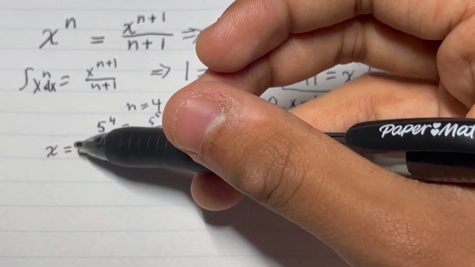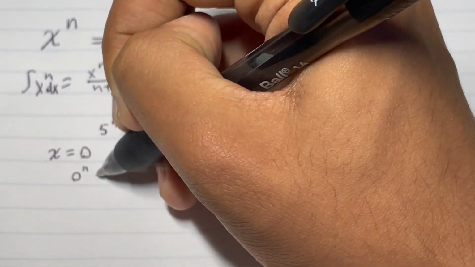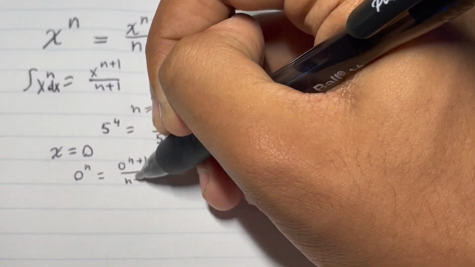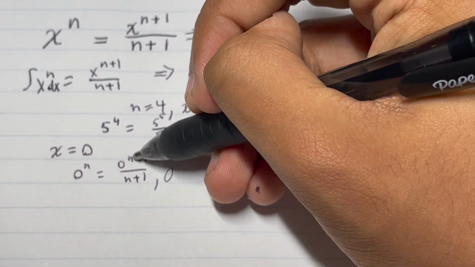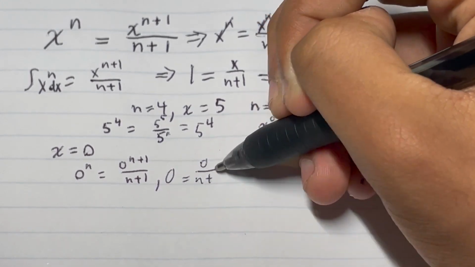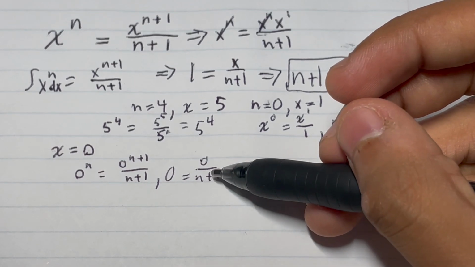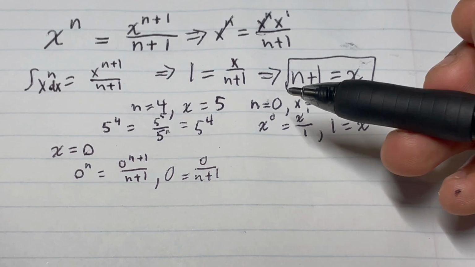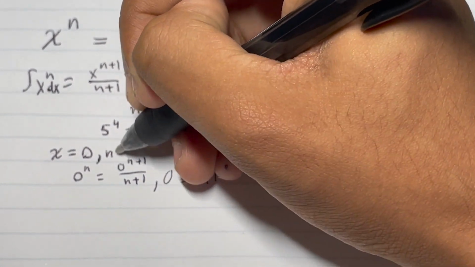Again, let's just plug in x equals 0 into our equation right here. We get 0 to the power of n equals 0 to the power of n plus 1 divided by n plus 1. 0 to the power of anything is 0, and 0 to the power of n plus 1 is also 0, so we get 0 equals 0 divided by n plus 1. So therefore, n, as long as it isn't negative 1, because then it would be 0 divided by 0, which would be undefined, can be any value if x equals 0.